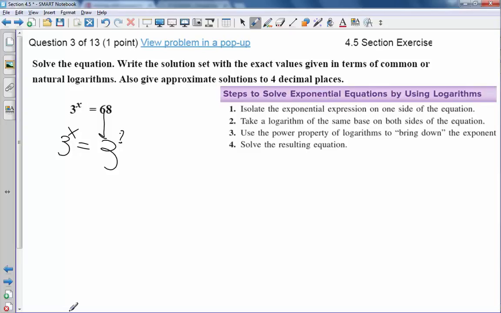No, 3 squared is 9. 3 cubed is 27. 4? 81. Oops, I skipped 68. So we're not making it. We're not making it. And what can we do?